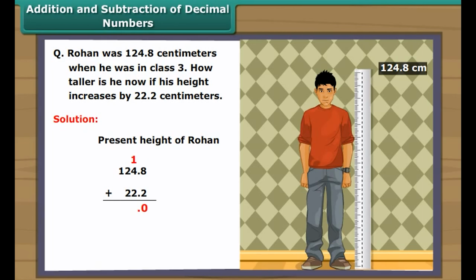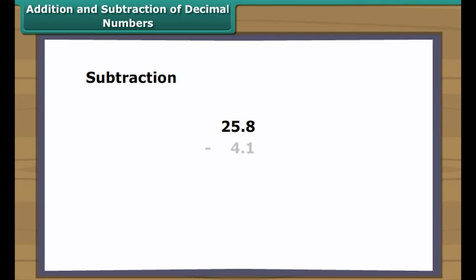The sum of 1, 4 and 2 gives 7, and 2 and 2 gives 4. Thus, the height of Rohan is 147.0 centimeters. Similarly, we can subtract one decimal number from another. Here we subtract first digits at the right side of the decimal, followed by those at the left side.